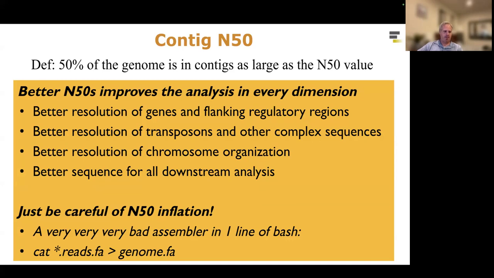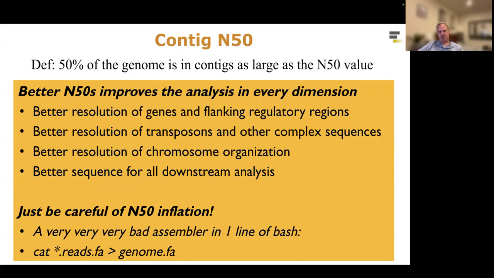But when we do this problem and we get an assembly, we get an N50 size, we're generally looking for as big contigs as possible. We want the best N50s possible. That will give you better resolution of the genes and their flanking regulatory sequences, better resolution of transposons and other complex sequences, and resolution of the chromosome's structure and organization. It gives a better reference for almost any downstream analysis with bigger and better N50 sizes.